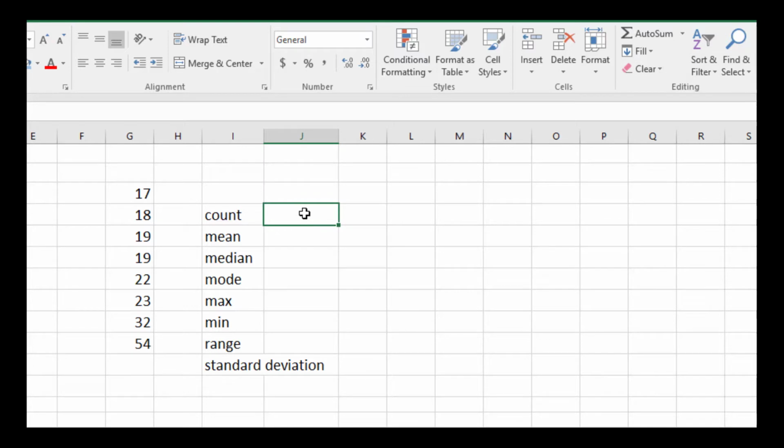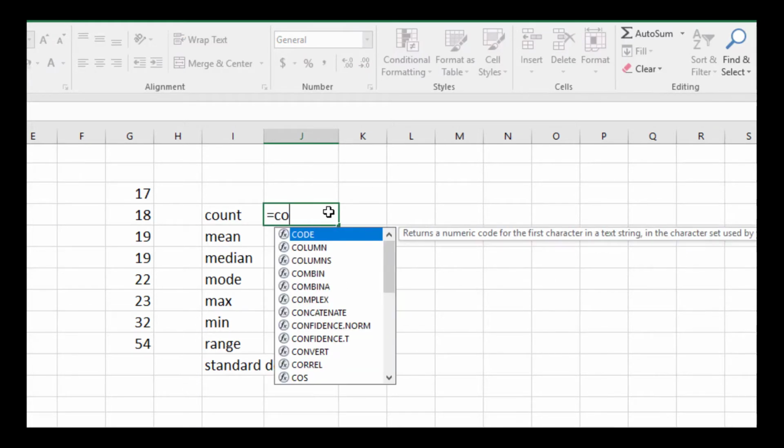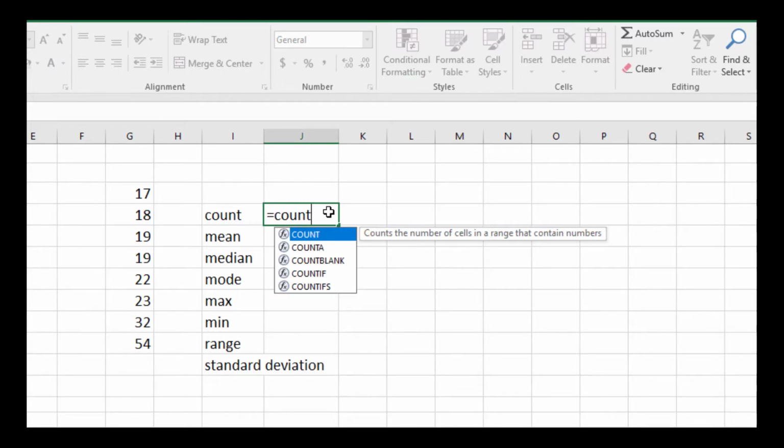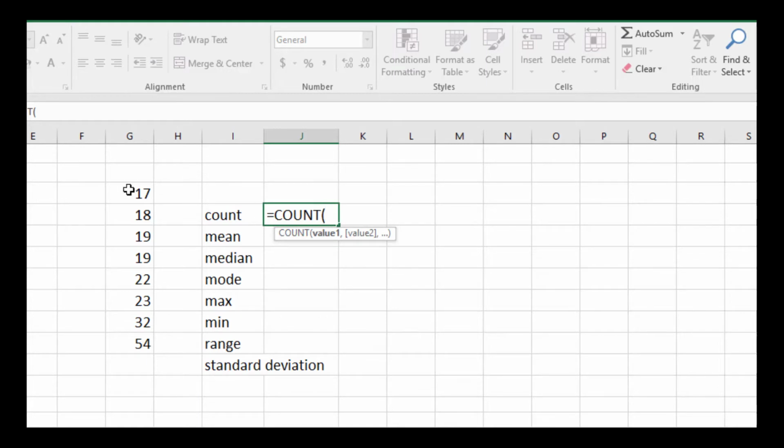Now for the count, and I didn't really have to sort it in order to do these functions, but sometimes you'll want it sorted. The count is a built-in function, so it's just equals COUNT, and you can left double click on it, and it gives you the first parenthesis, and then you can highlight the set, which is G3 to G10, close the parentheses and hit enter.